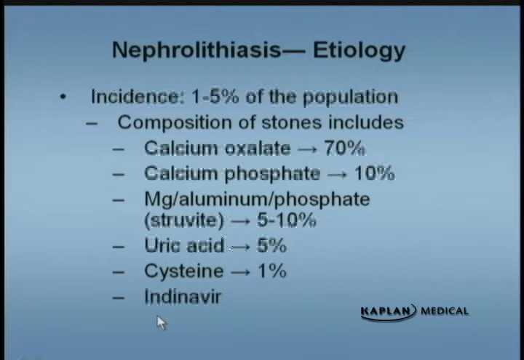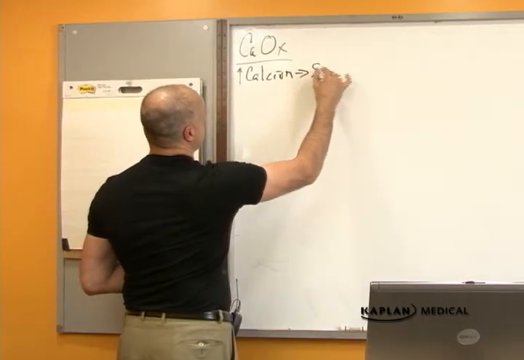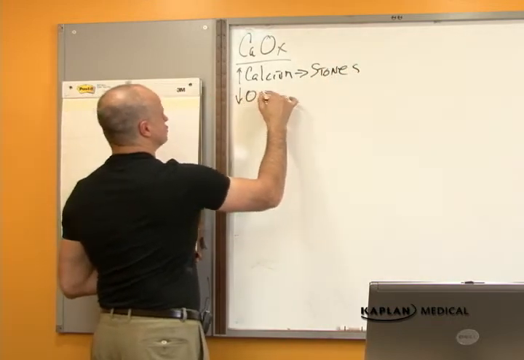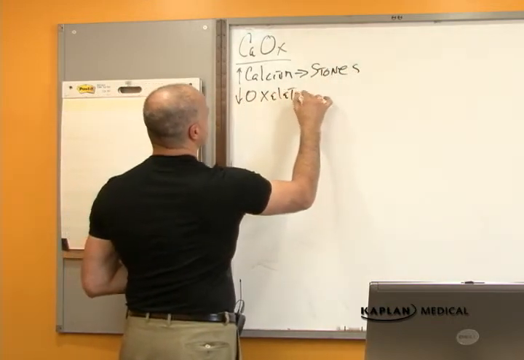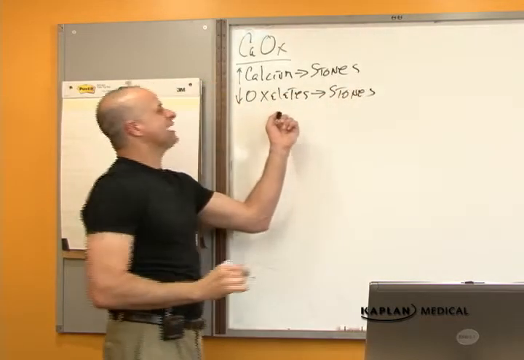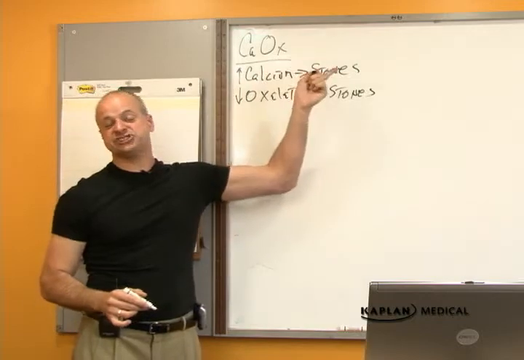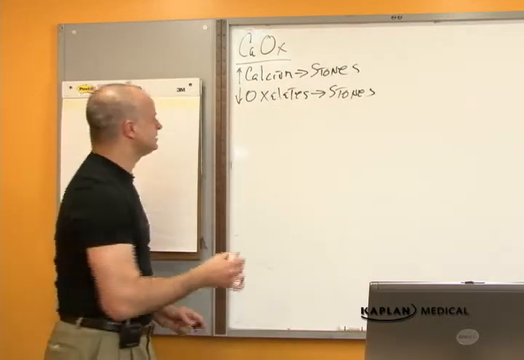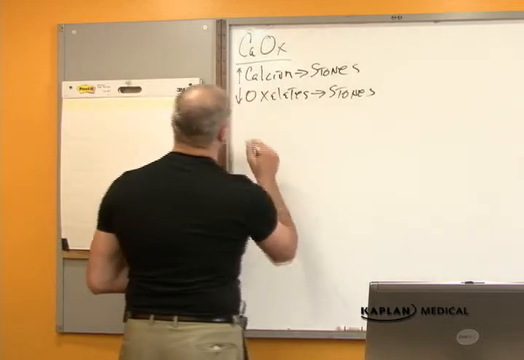Well, let's see. Anything that increases your amount of calcium in the GI tract is going to form stones. Anything that decreases your oxalate is also going to form stones. Why? Because if there's no oxalate in the gut to bind that calcium, the calcium gets absorbed. Oxalates might form more calcium too.